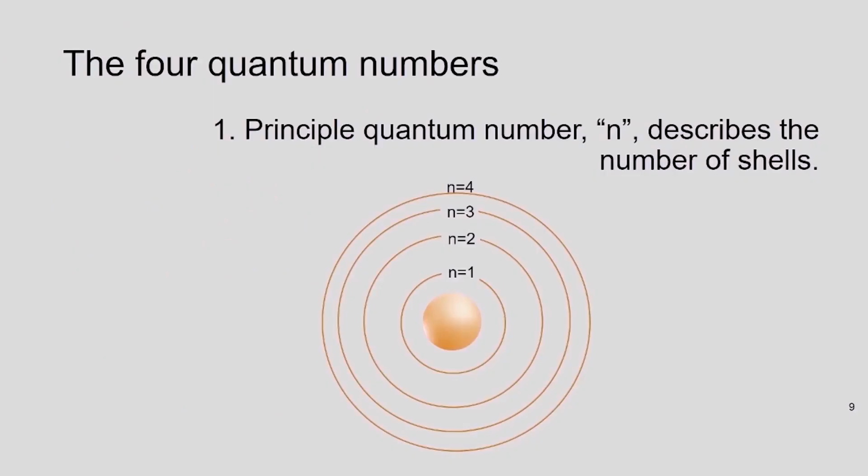The first quantum number is the principal quantum number n. It describes the energy of an electron and the most probable distance of the electron from the nucleus. Like we saw before, we give them the numbers 1, 2, 3, and so on.